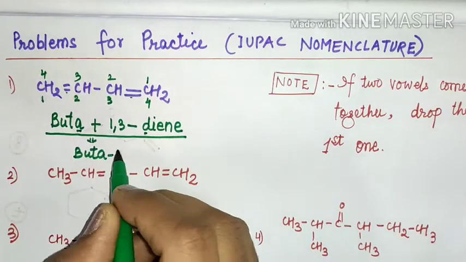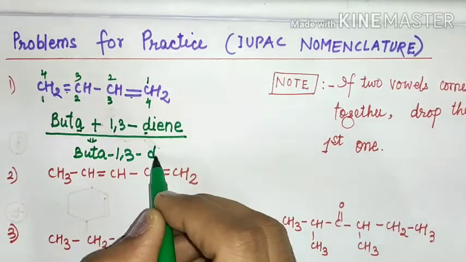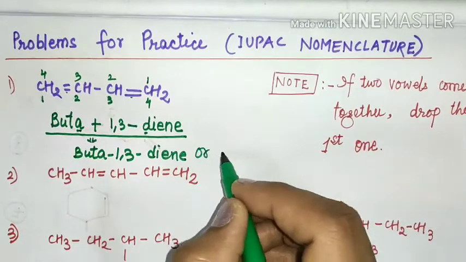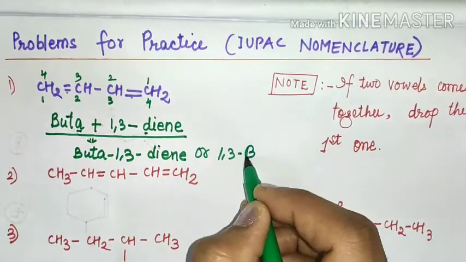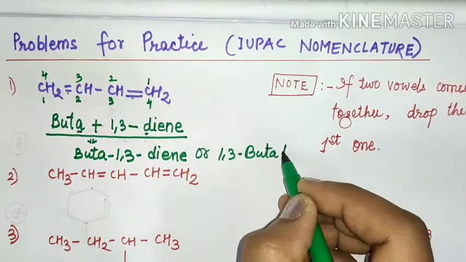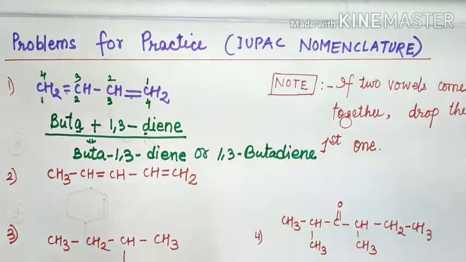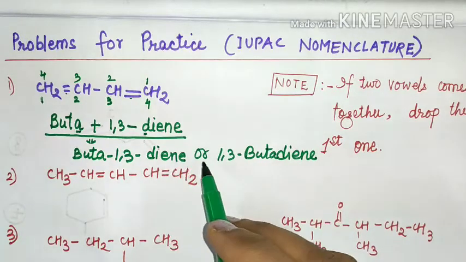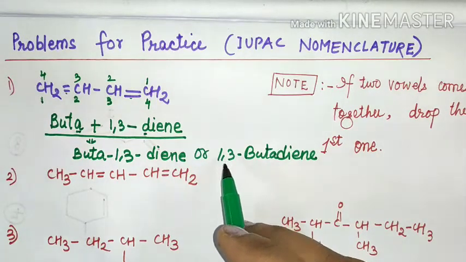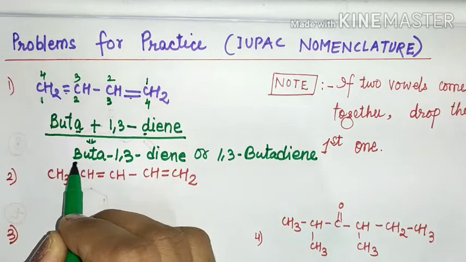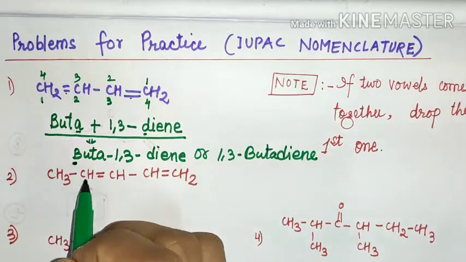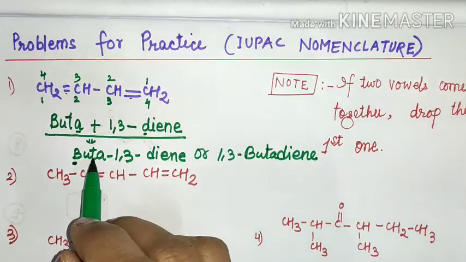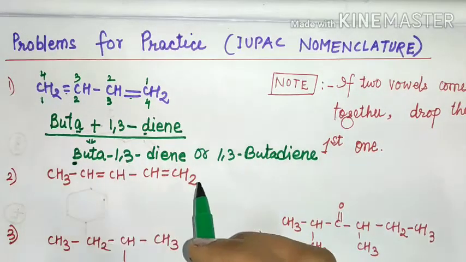buta-1,3-diene, or we can also write 1,3-butadiene. Here one more thing is there. While writing the IUPAC name of any compound, the first letter will be capital, as in your name, and all the remaining letters will be small letters.